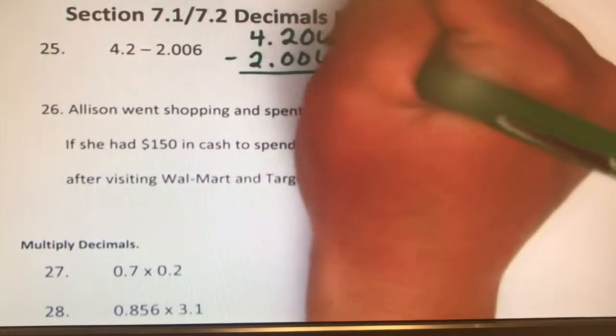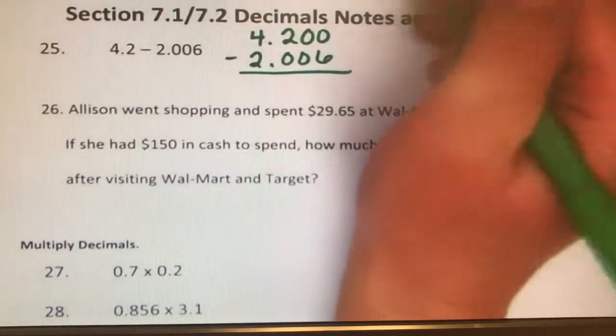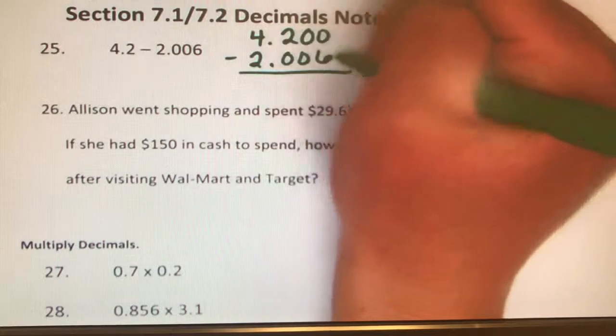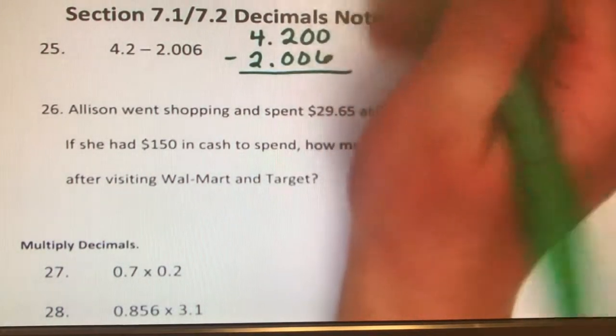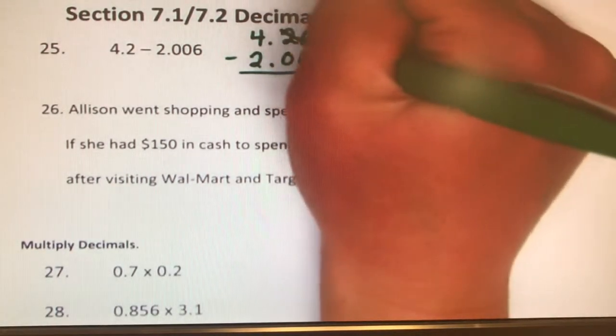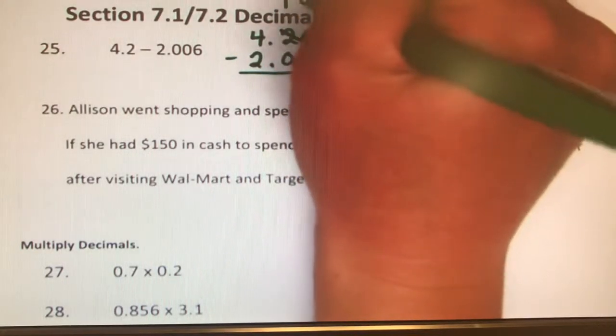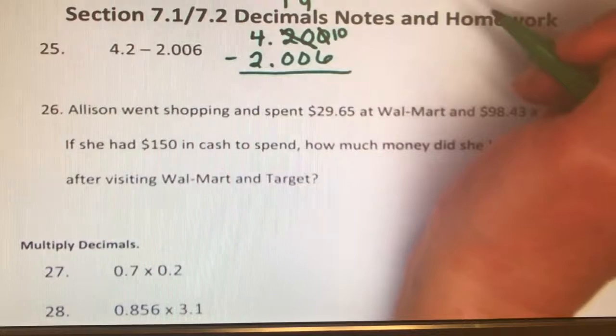I'm going to put zeros here. Okay, I cannot do 0 minus 6. I cannot borrow from a 0. And a quick way to do this is I just look at this like a number 20. So if I borrow 1 from 20, I'm going to go up here. I have 19 left, and this is 10.